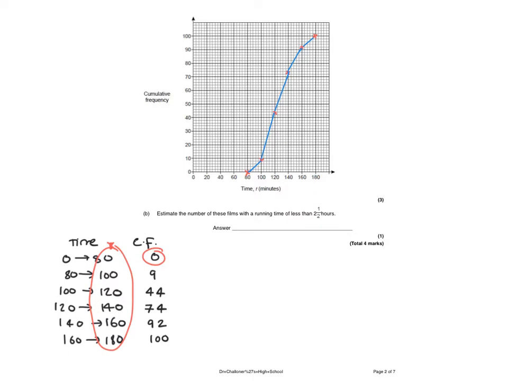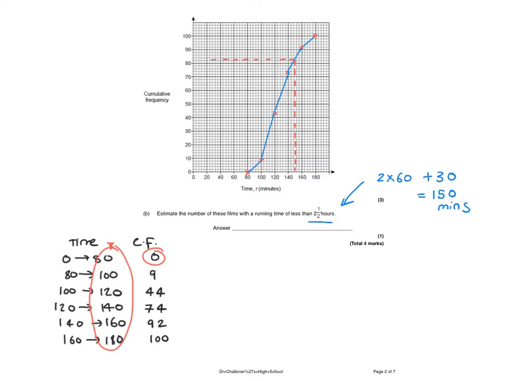Estimate the number of these films with a running time of less than 2.5 hours. So we need to convert 2.5 hours into minutes. So that's 2 lots of 60, that's your 2 hours, plus your half an hour of 30. So that works out to be 150 minutes. So what they want us to work out is if we plot 150 minutes, we find 150 minutes on the x-axis, so that's about here, and using a ruler, showing our working carefully, let's track our way up to the cumulative frequency graph, and then let's track our way across.